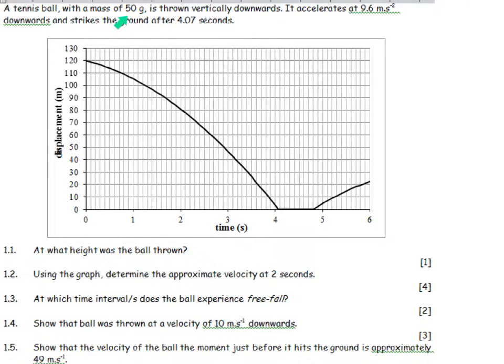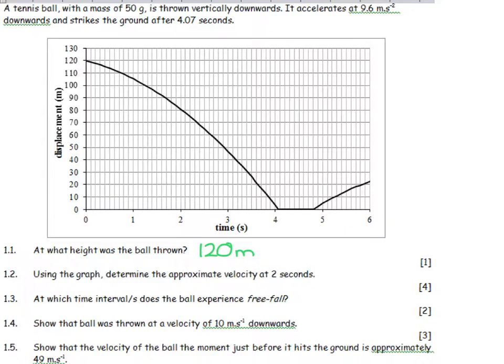A tennis ball with a mass of 50 grams is thrown vertically downwards. It accelerates at 9.6 meters per second squared downwards and strikes the ground after 4.07 seconds. At what height was the ball thrown? Height is just the displacement, and it starts its whole journey at 120 meters above the ground.